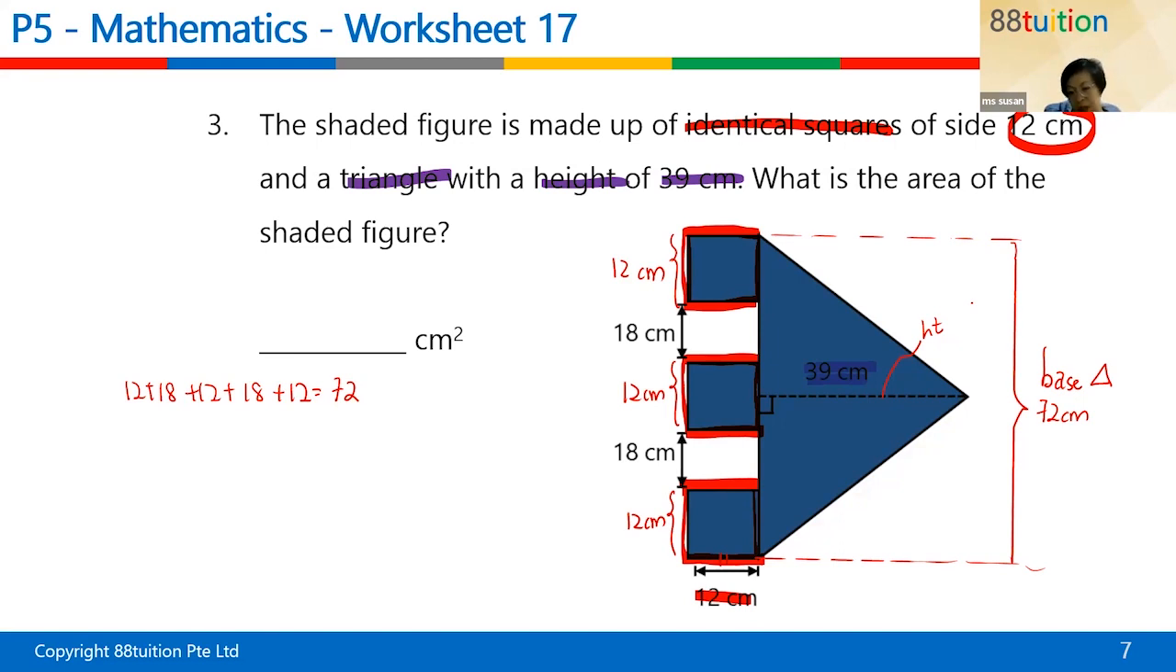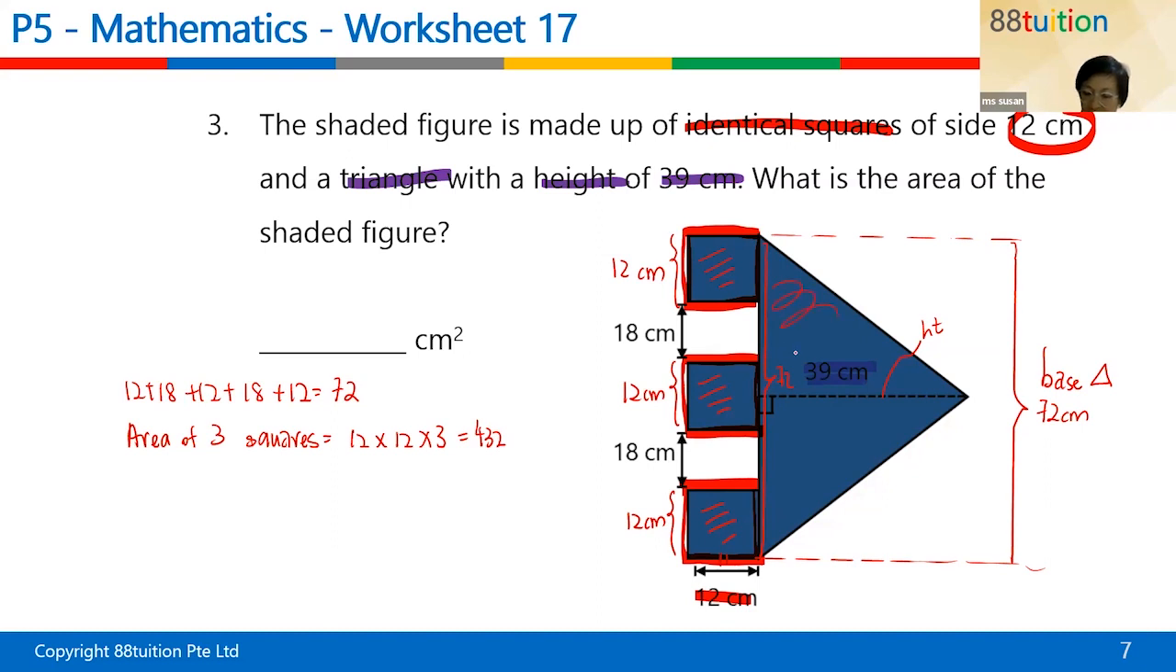Okay, that works. So this one will be 72 cm. So first thing first, we need to find the area of the 3 squares. Area of 3 squares: you get 12 times 12 times 3. So you have 144 times 3, you get 432. And this is only meant for the 3 squares.